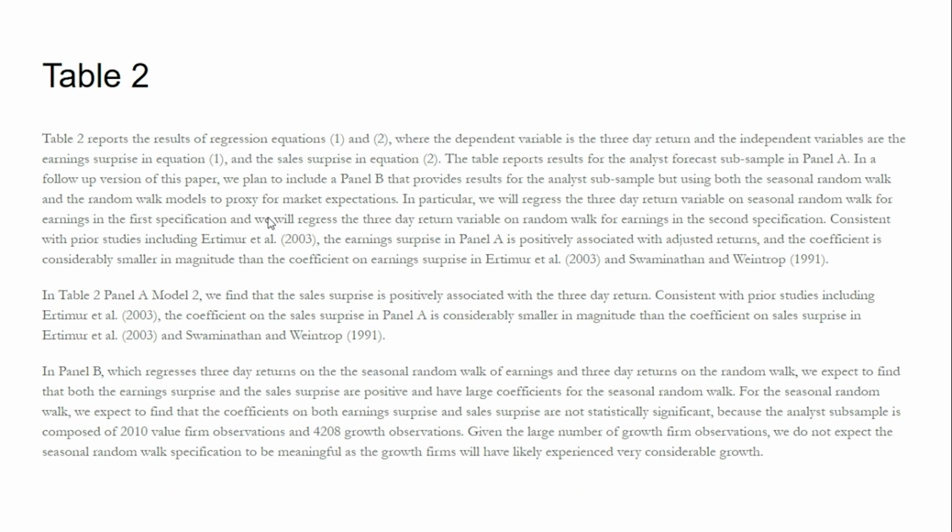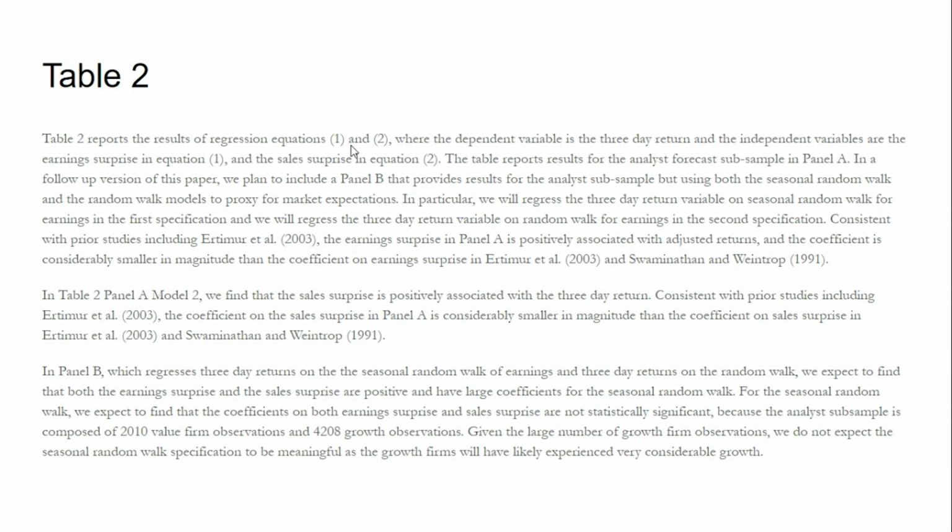So let's look at the writing. Table 2 reports the results of regression equations 1 and 2, where the dependent variable is the 3-day return and the independent variable are the earnings surprise in equation 1 and the sales surprise in equation 2. The table reports results for the analyst forecast subsample in panel A. So we started out by just describing what Model 1 is, what Model 2 is, and then what the sample is.